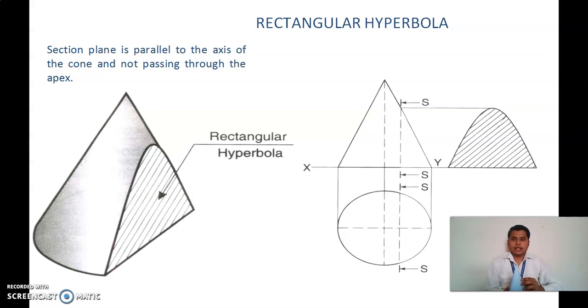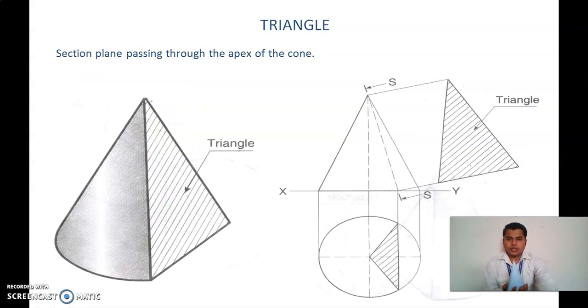Then the rectangular hyperbola, which is somewhat more specific. The section plane is parallel to the axis, this vertical axis, and not passing through the apex. Here is the apex. So this cutting plane is not passing through the apex, but is parallel to the axis. If we cut this cone in this fashion, we are getting a rectangular hyperbola.